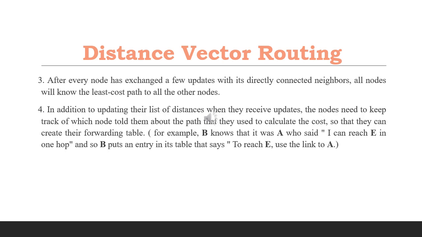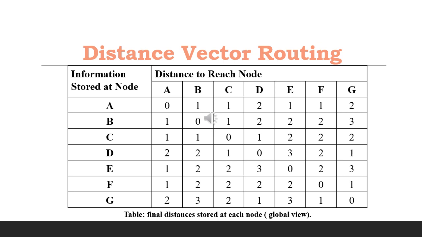After every node has exchanged a few updates with its directly connected neighbors, all nodes will know the least cost path to all other nodes. In addition to updating their list of distances, when they receive updates, the nodes need to keep track of which node told them about the path that they used to calculate the cost. So they can create their forwarding table, and the table will look like this.